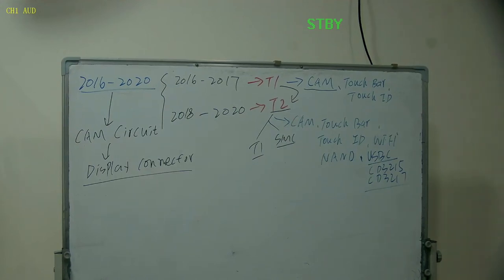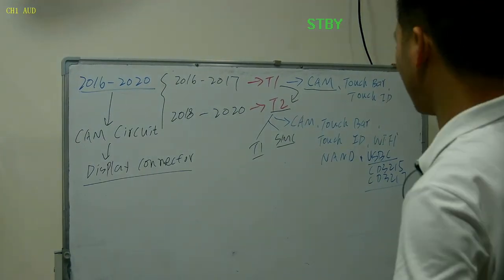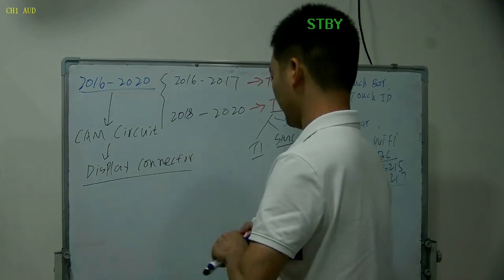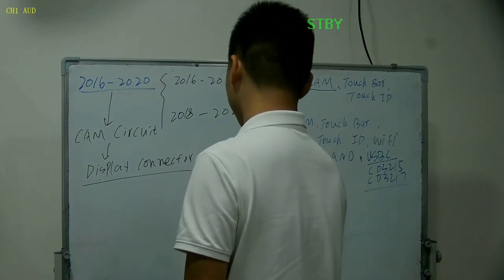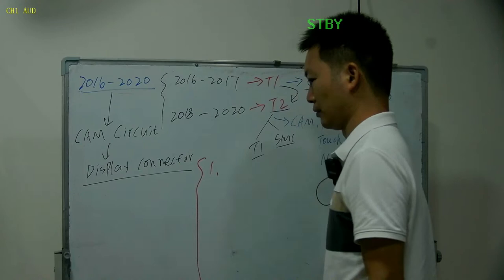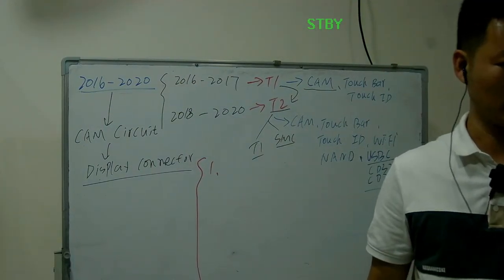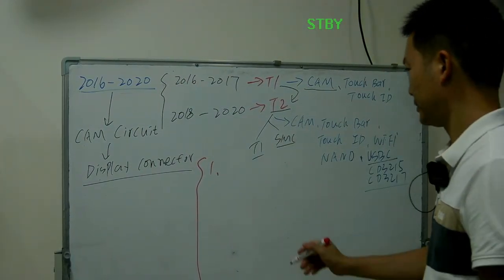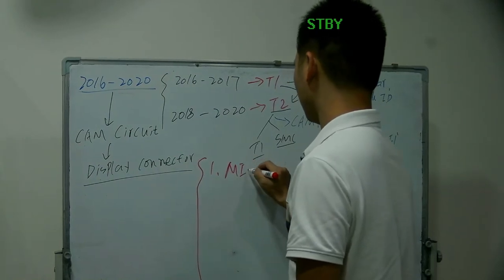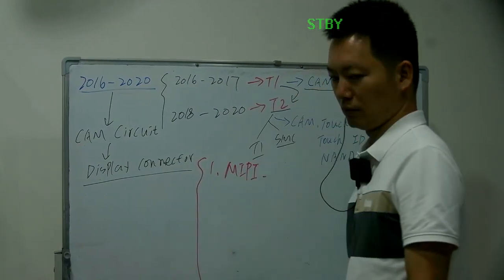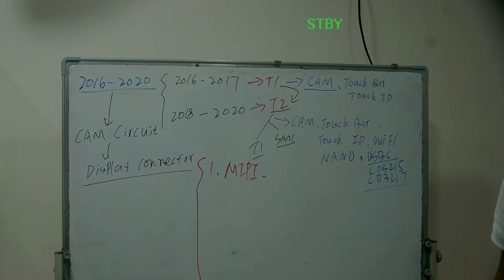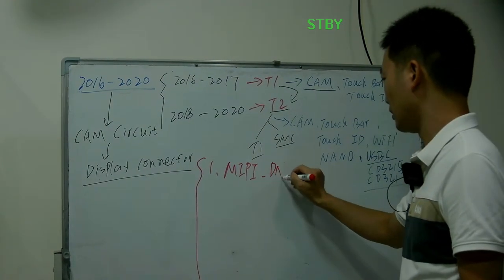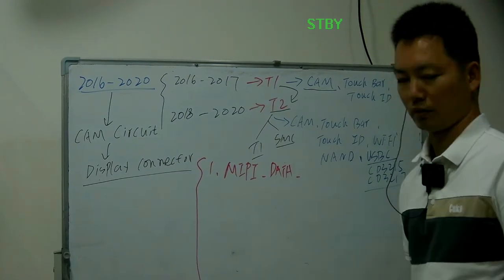So, about the camera socket, which one? Some cameras are not working. Which one should it be? Camera socket number one. MIPI, and then it's data. Data, and connect.